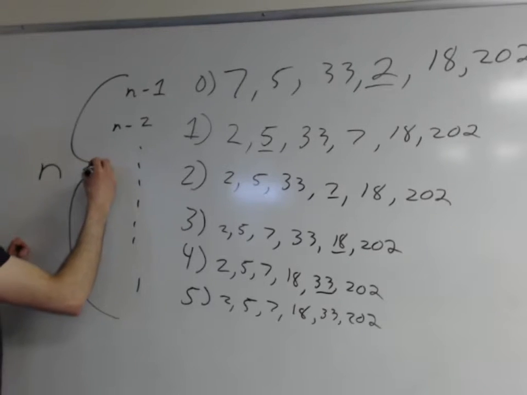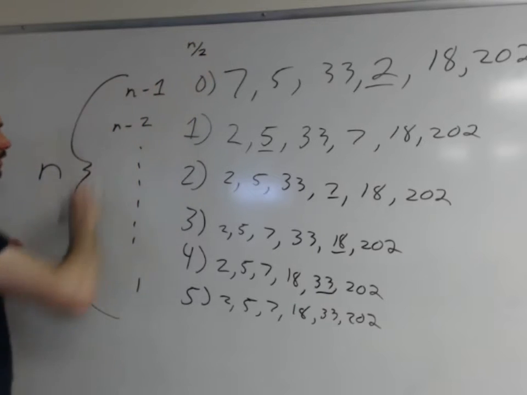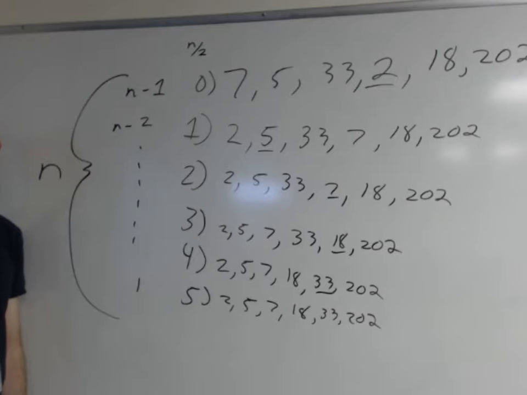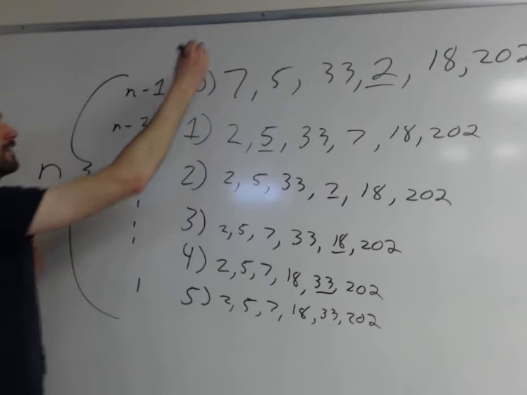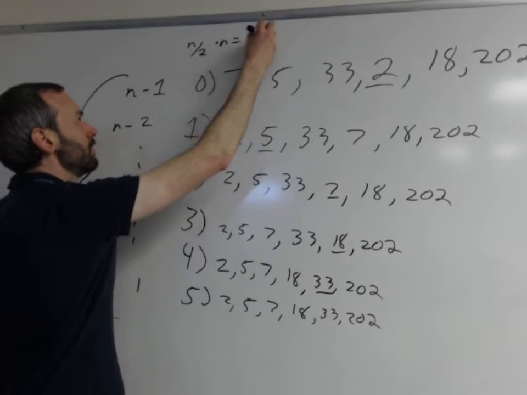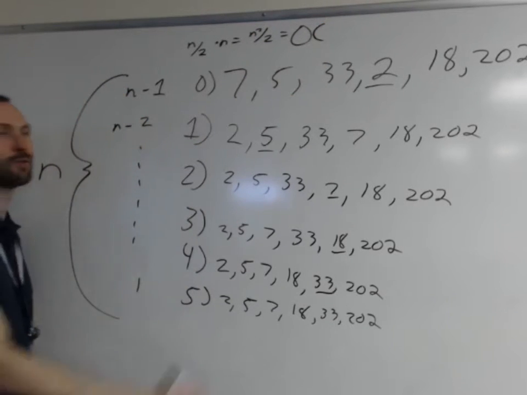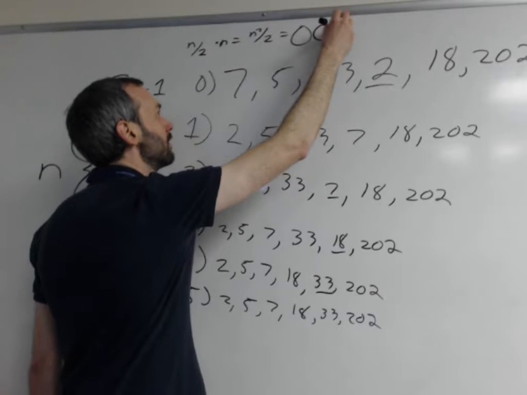So we'll say n divided by 2 for all of this. And how many times do we do n divided by 2 comparisons? N, right? So multiply by n, which equals, of course, n squared divided by 2, which is equivalent to the big O of n squared. Okay.